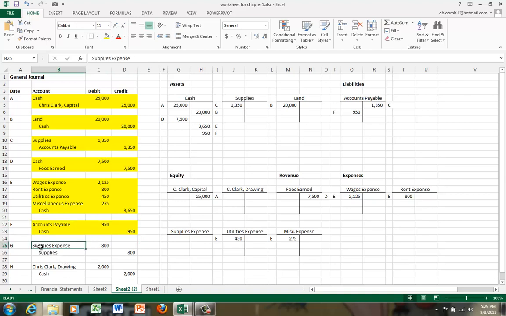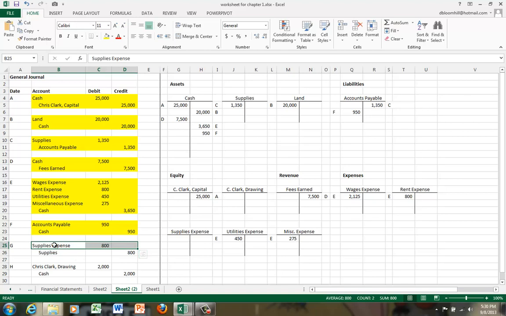Now we have transaction G. The first line tells us to go to the supplies expense account. Supplies expense and supplies look like the same account, but they're really not. Supplies expense are the supplies that have been used by the business. Supplies are the supplies that we currently have on hand. So together they equal the total amount of supplies that were purchased by the business. So they're similar, but not exactly the same.